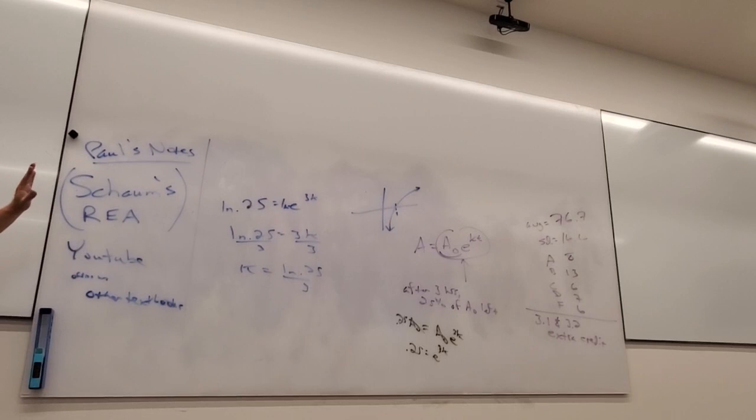So there are like 2 or 3 problems that are really just figuring out what K is, and then they ask you, all right, after 7 hours, how much will be left? Then you just plug in a 7. So some of this will be very straightforward.